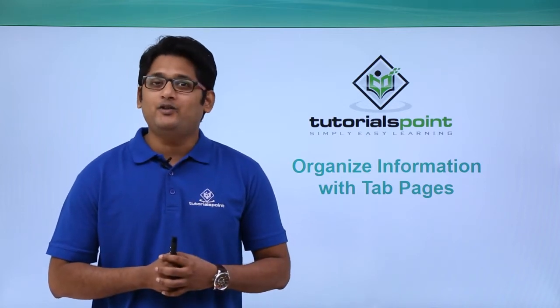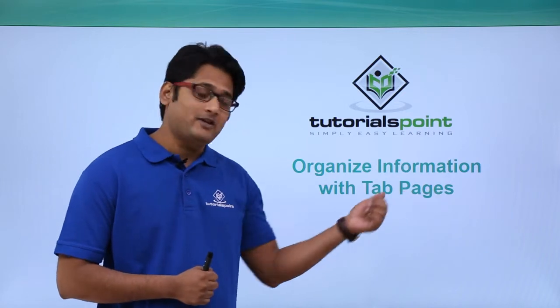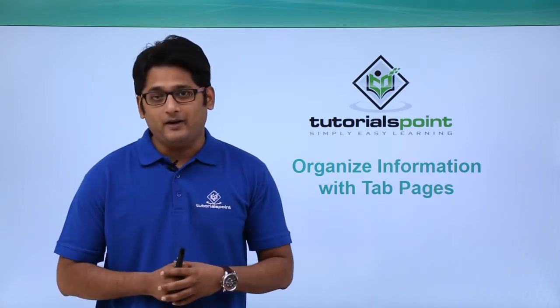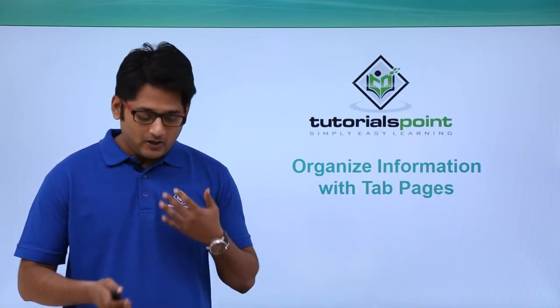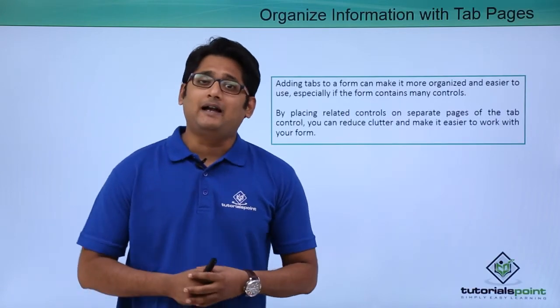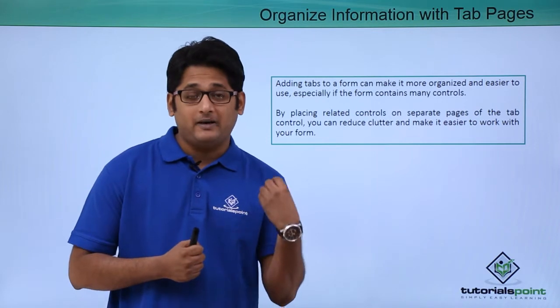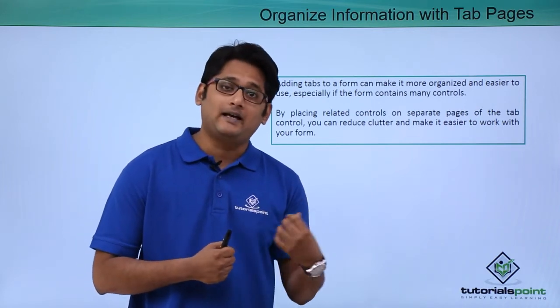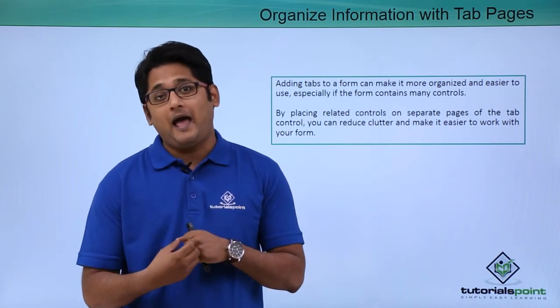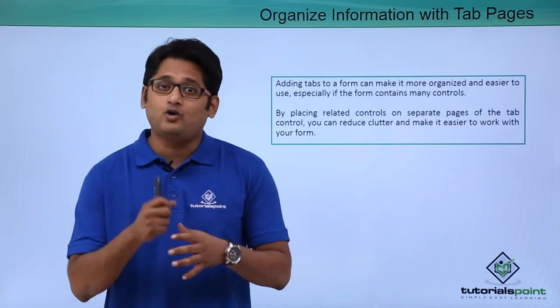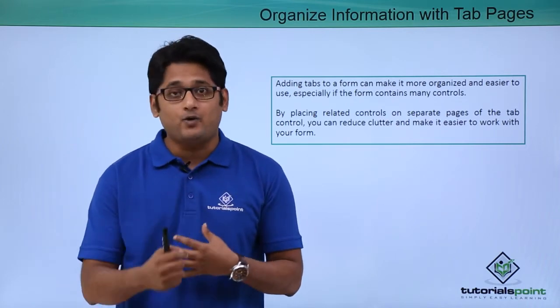In this video, we are going to learn how to organize information with tab pages in Microsoft Access 2016. Now let's take for an example that we have a form in which we can view the first record. We have buttons to view the first record, the last record, the previous record and the next record. So these are the control buttons that we are going to add.